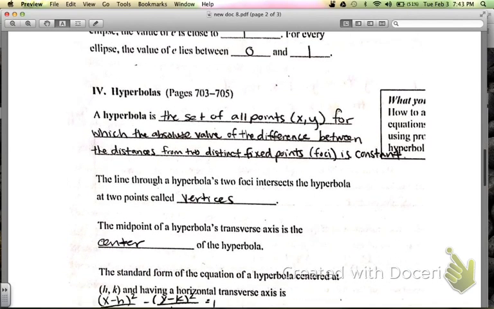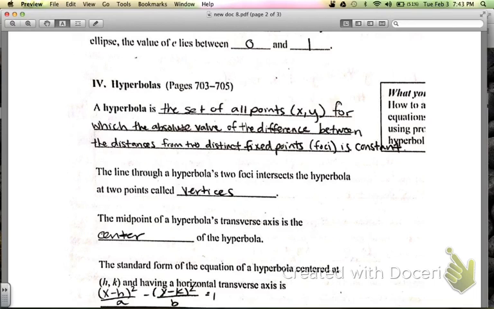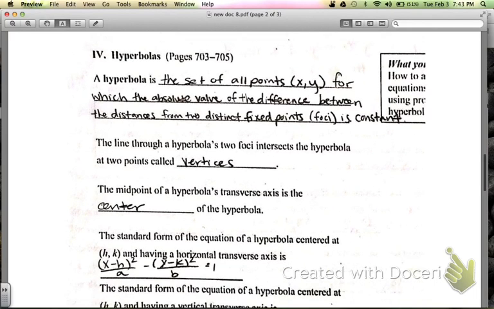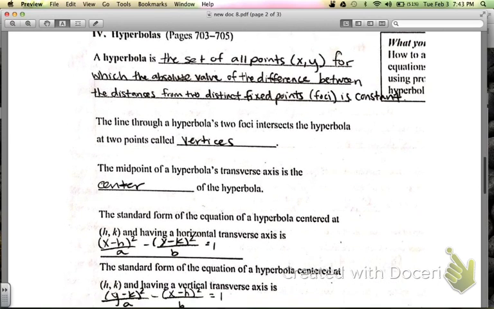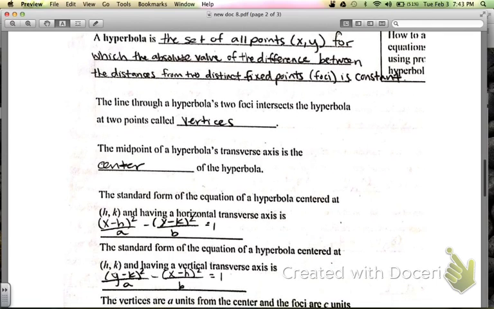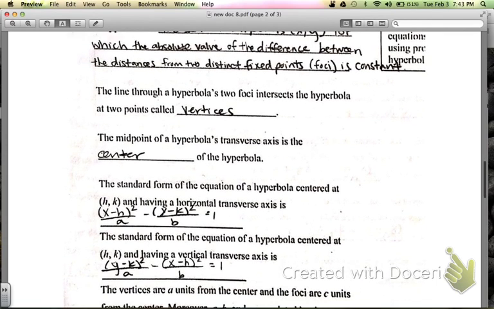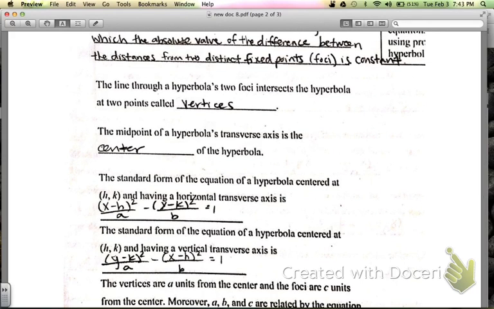Hyperbolas. Hyperbolas are the set of all points x, y for which the absolute value of the difference between the distances from the two fixed points foci is constant. And the line through a hyperbola's two foci intersects the hyperbola at 2 points called vertices. And the midpoint of a hyperbola's transverse axis is the center of the hyperbola. So you don't actually graph it, but it is there.